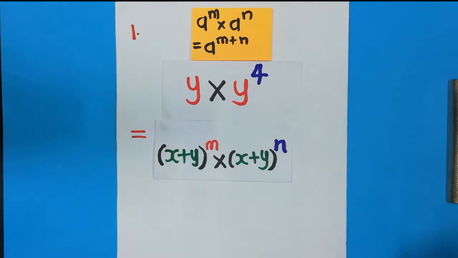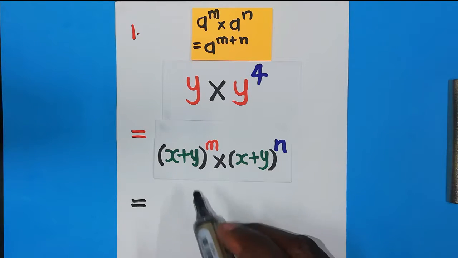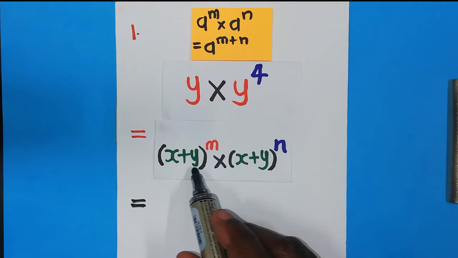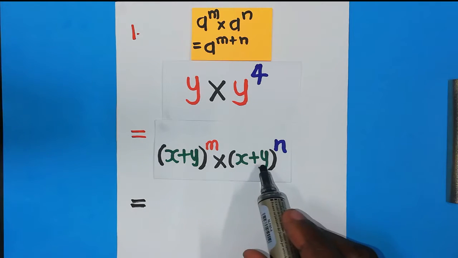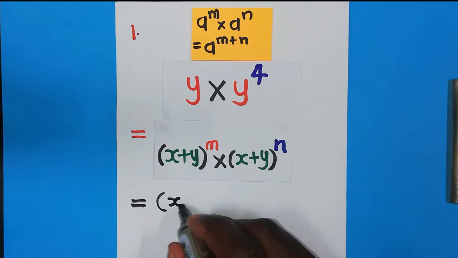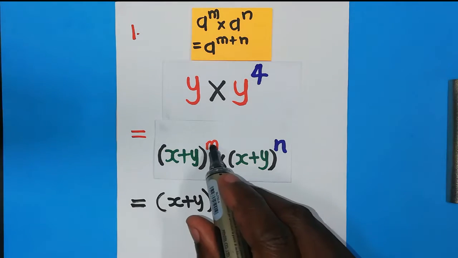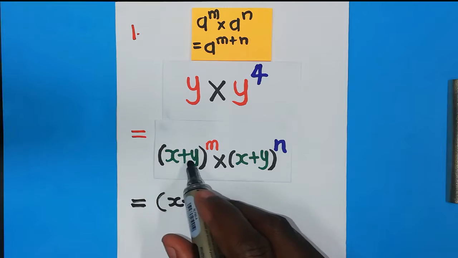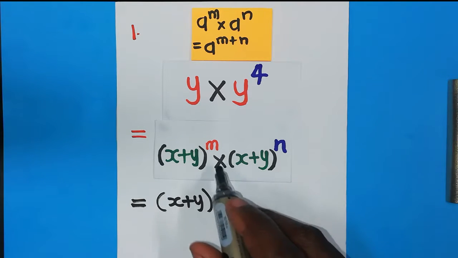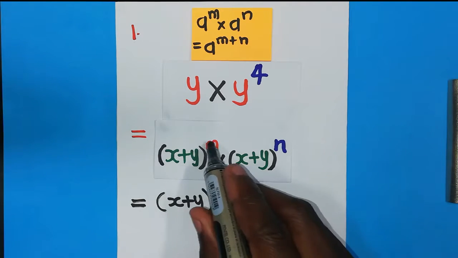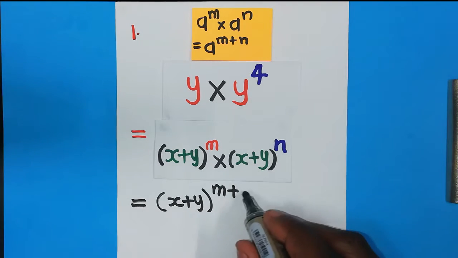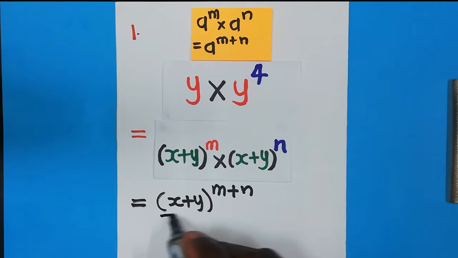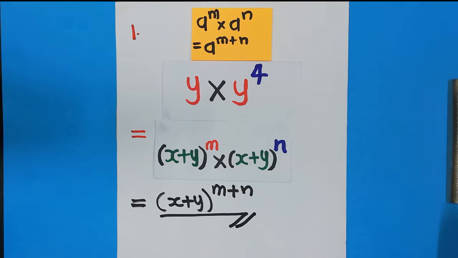Here is the second example. So what do we have here? If you check, we have the same base, which is x plus y and x plus y here. So we're going to write that base and add the exponents because we are multiplying these two bases. All right, so it will be m for that base and add that n for this base. So that will be your answer. Let's move to the next one.